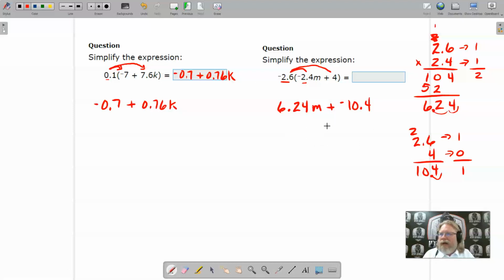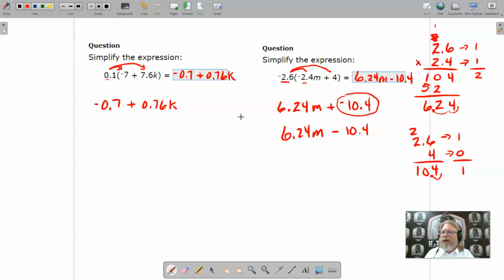So last thing I want to do is 6.24. Going to leave that the same. Bring down the M. Plus a negative. Instead, let's change the sign to subtraction. Take the opposite of negative 10.4, which is positive 10.4. And our final answer would be 6.24 M minus 10.4. Wow, a lot of work there.